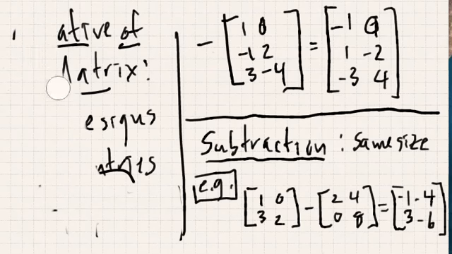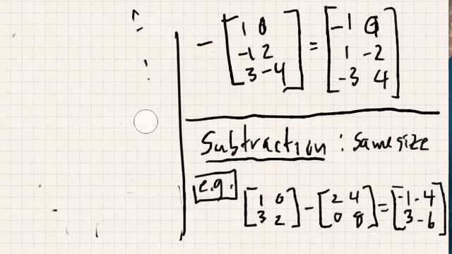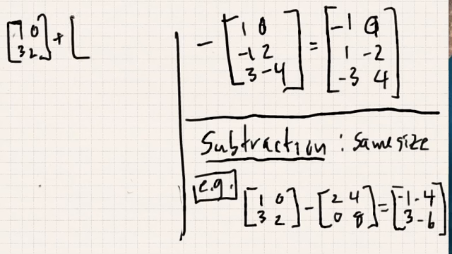But the other way that you can think about it, if this helps you out, is when I subtract a matrix from another, I'm really adding the negative of the second matrix. So I can also think of it as 1, 0, 3, 2 plus the negative of that other matrix, which is negative 2, negative 4, 0, and negative 8. And then go ahead and do the addition and you get the same thing.